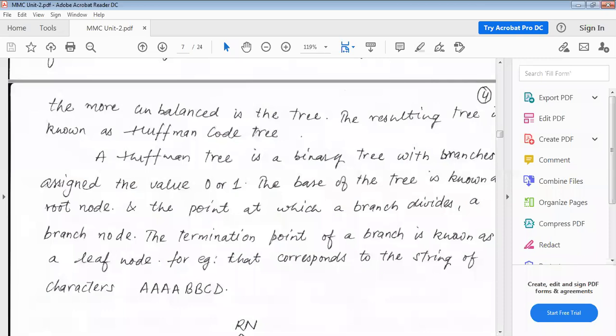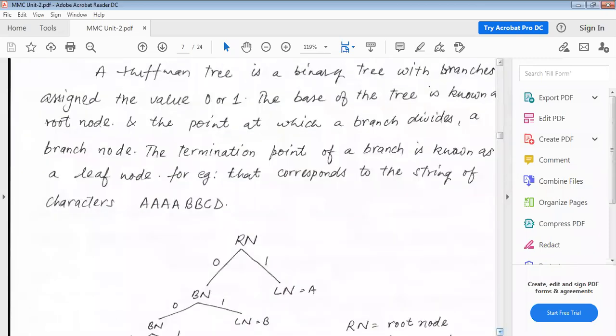Okay. So you can see this in this diagram. You can see here the root node. This is called the root node, the starting point of the tree. It is divided into two branches, so it is called a branch node. We have assigned 0 and 1 as binary values. Okay, this is the first step in the Huffman tree.